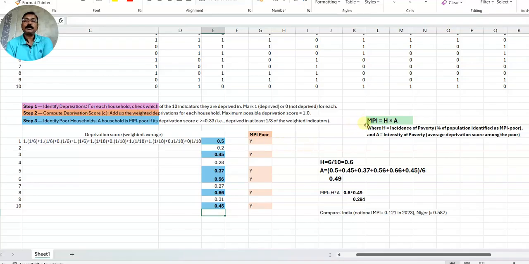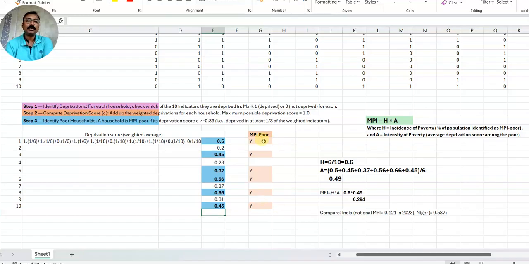Now we know the formula of MPI equals H into A. H is equal to the incidence of poverty, that is the percentage of population identified as MPI poor. So out of 10, 6 are MPI poor. So H is equal to 6 by 10 equals 0.6. And A, we need to calculate the value of A, that is the intensity of poverty. How can we calculate this? It is the average deprivation score among the poor.